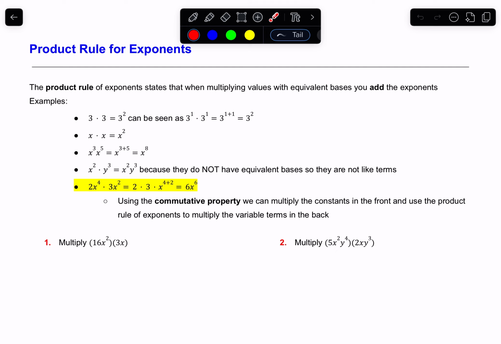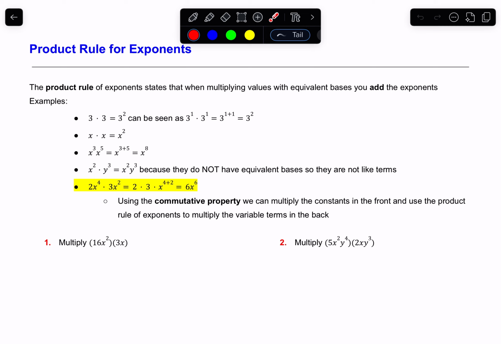And then if we have numbers in front, so if we have coefficients on the x's, then we actually use the commutative property to rearrange this expression. So if we have 2x to the 4th times 3x squared, the commutative property allows us to move the 3 and the 2 to the front. So we do 2 times 3 in front. And then we put the x terms, x to the 4th and x squared, next to each other. So we add their exponents. So 2 times 3 is 6. And then 4 plus 2 is also 6. So we get 6x to the 6th. But it's important we understand the commutative property is what allows us to multiply those numbers in the front and the variables in the back.